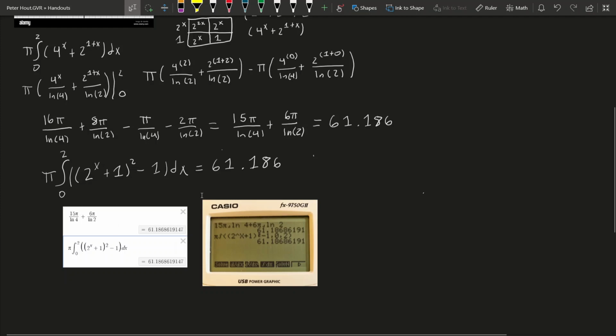Here it is on Desmos, and if that's not allowed, I also have it on my calculator. That's it.